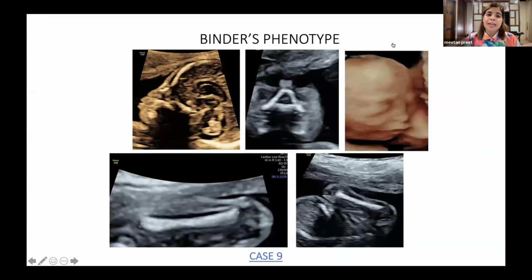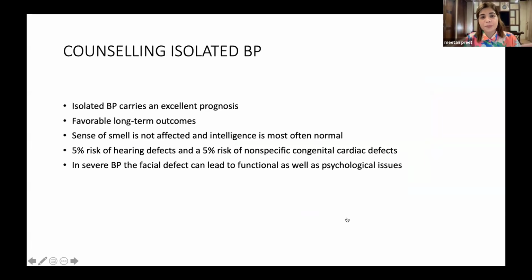Again, binder's phenotype only, with normal bones and a normal skeleton. Just the face was slanting, the PMT sort of squarish. The 3D was evidently showing a flat nose. However, the femur was normal. There was no epiphyseal stippling and the humerus as well was normal.